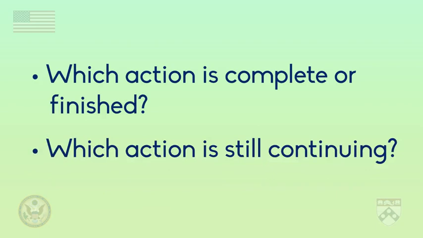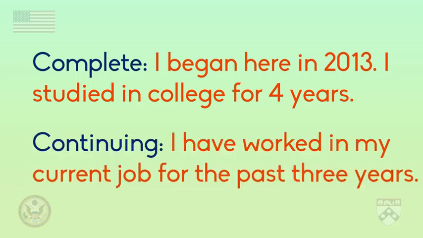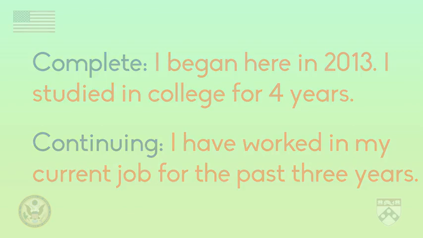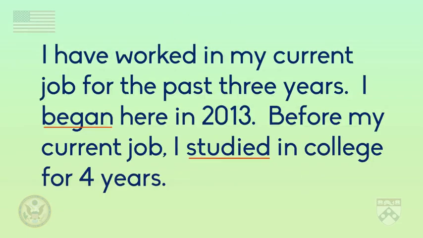What do you think? That's right. The correct answer is, I began here in 2013 and I studied in college are complete or finished actions. I have worked in my current job for the past 3 years is still continuing. So we can see there is an important difference in use between these two tenses. Do you know what tense I began and I studied is? It's called the simple past. And do you know what tense I have worked is? It's called the present perfect.